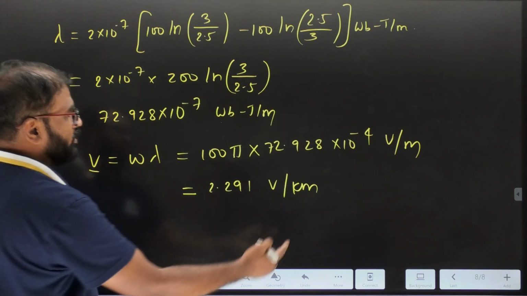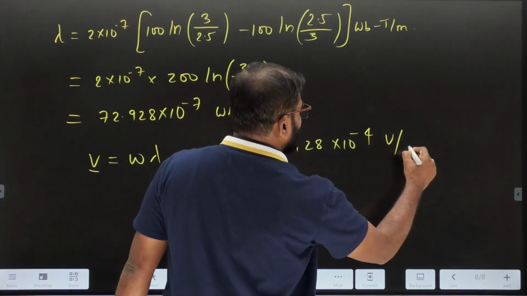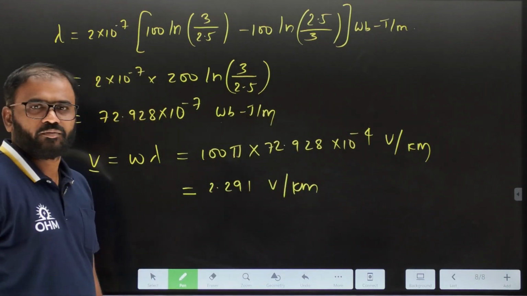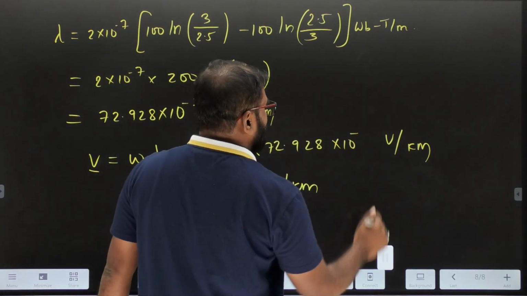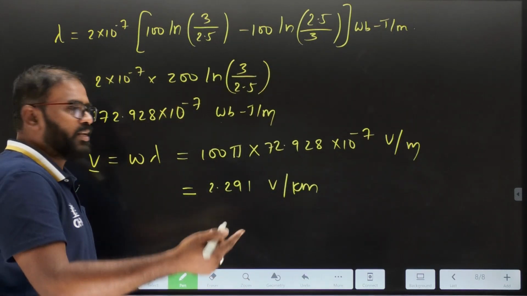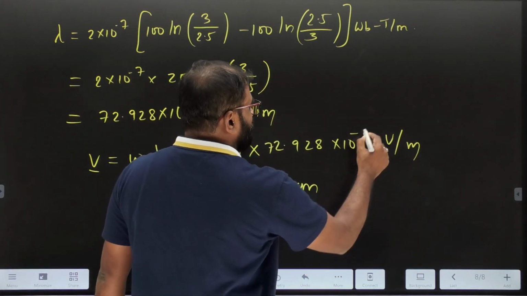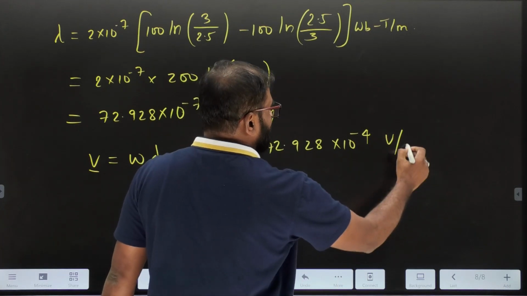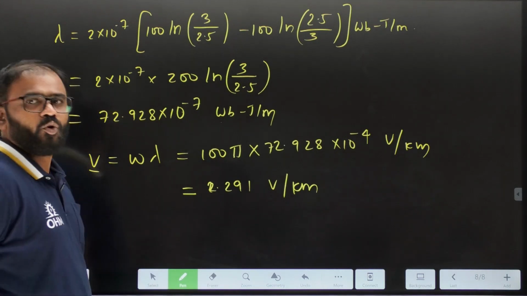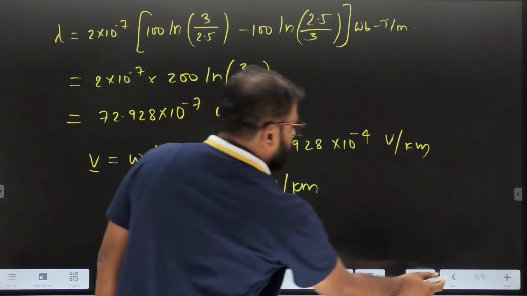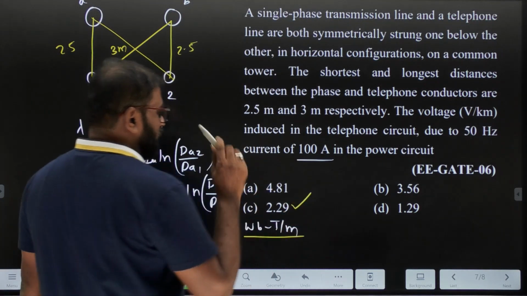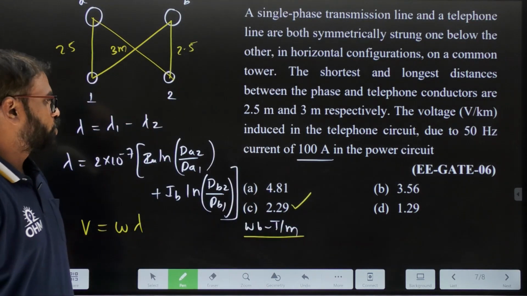I'm sorry, actually this is volts per kilometer only, because instead of 10 power minus 7, I took 10 power minus 4. If I want to convert volts per meter directly to volts per kilometer, take out 10 power minus 3 and write kilometer in the denominator. If I solve this, I will get 2.291 volts per kilometer. Now just go back. What is the answer? 2.291. So the answer is C, 2.29 volts per kilometer.